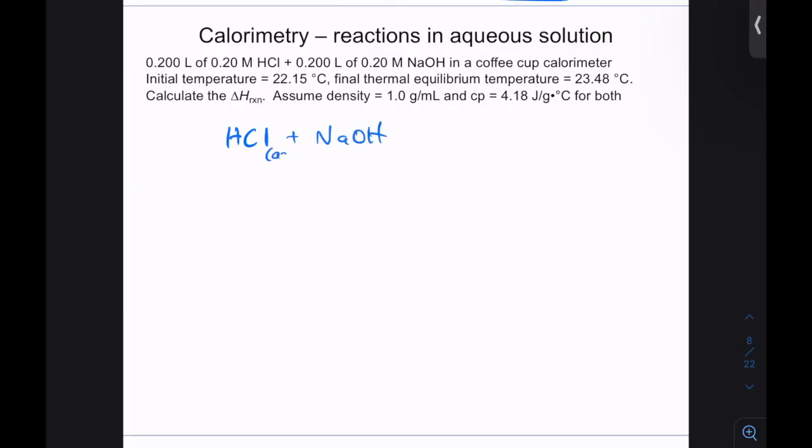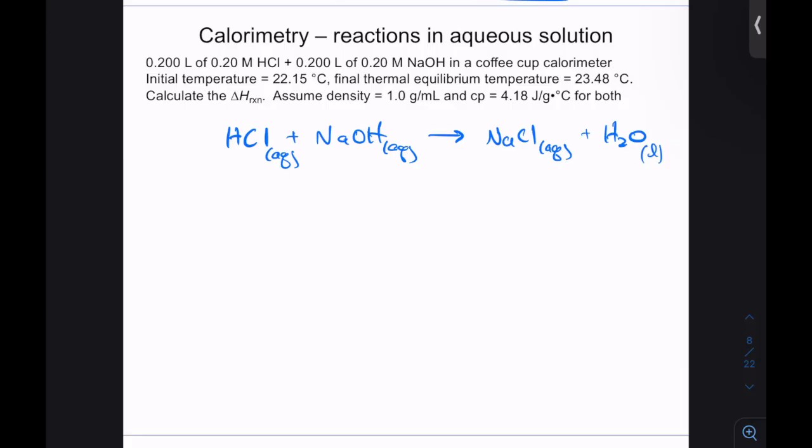These are aqueous solutions. And what do we get when we mix an acid with the base? What are the two classic products? Salt and water. In this case, the salt is the Na and the Cl, so that'll give us NaCl as the salt and H2O. This is a neutralization reaction.